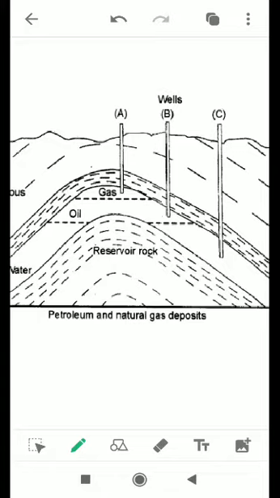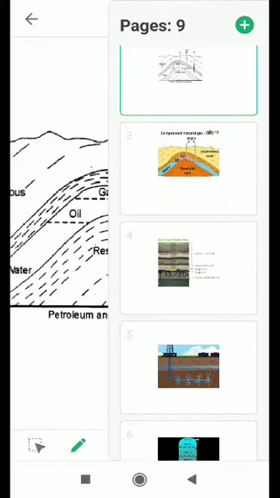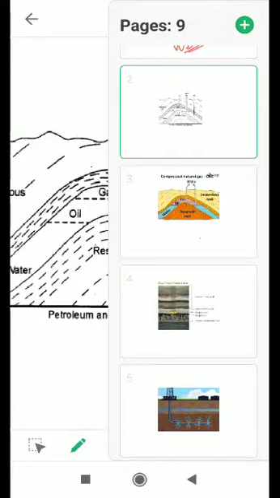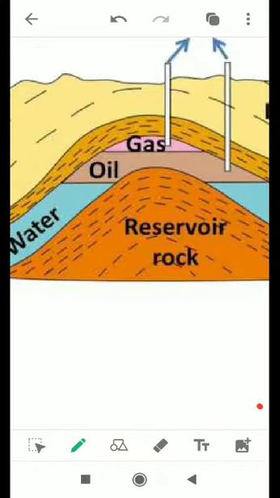Now the origin. Petroleum is believed to have formed over a period of millions of years from organisms that lived in the sea at that time. So when these organisms died, their bodies settled on the seabed and got covered with sand and clay. Over millions of years, heat and pressure changed the dead organisms into petroleum hydrocarbons. That is why they are found deep under the earth crust.